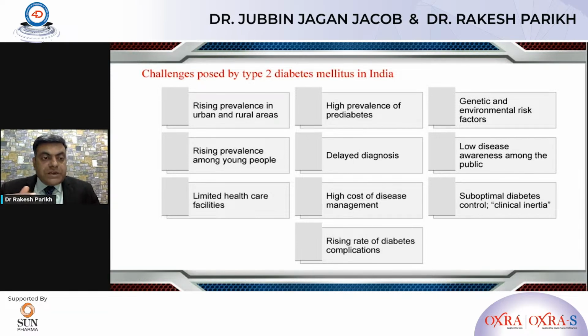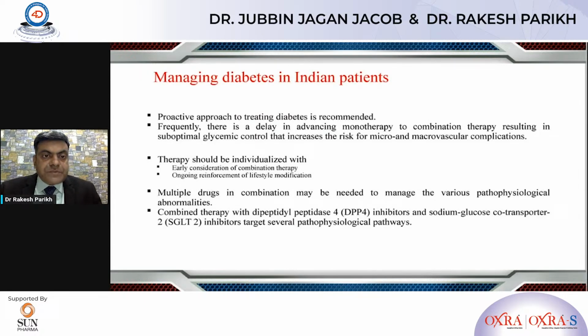The people are not treated to target their glycemic control, which is also called clinical inertia. Because of this delay in diagnosis, delay in treatment, and improper, inadequate treatment, the patients are at a very high risk of complications in the future. Next slide, please. So managing these diabetic patients has to be individualized in our population. We have to have a proactive approach in treating diabetes.